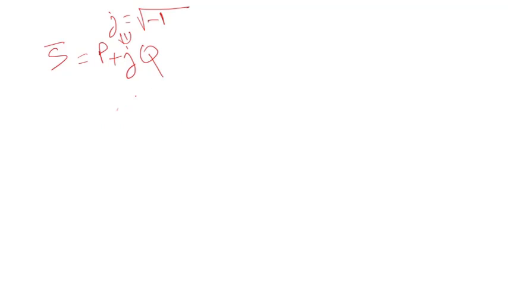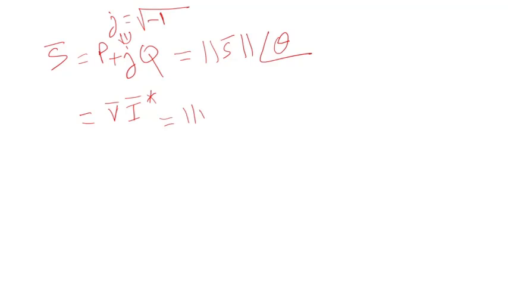But anyways, this is rectangular form. We can also write this in polar form: the magnitude of S and also with an angle, theta. And also we know S, basically it's a voltage times the conjugate of current. So these are phasors. And we can represent phasors with their magnitude and phase angle.